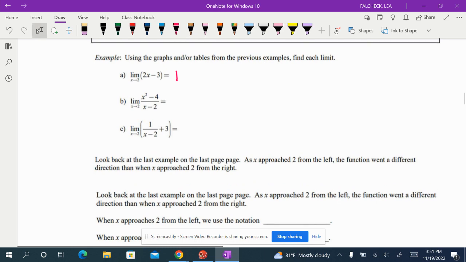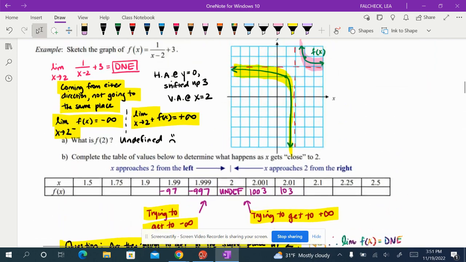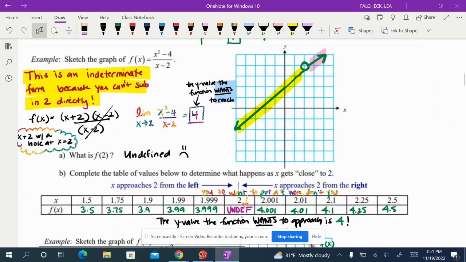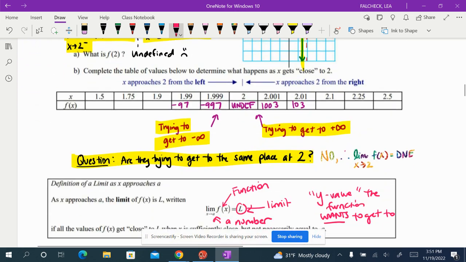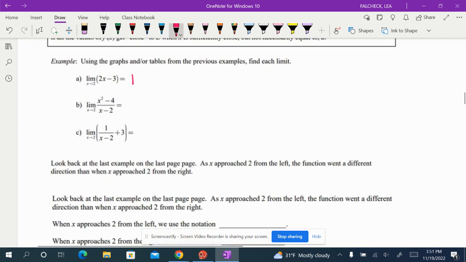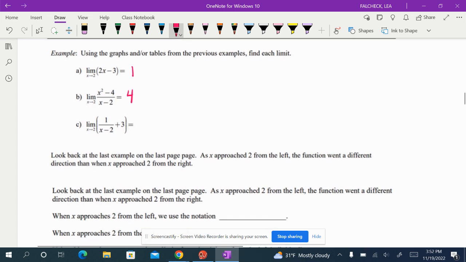In part B, we're looking at the limit as x approaches 2 of x squared minus 4 over x minus 2. That was the second graph that we did. As x approaches 2, we go to 2 on the x-axis and head up to the graph. The y value that the graph is trying to get to is 4. Does it get there? It does. It gets there on the left-hand side. It gets there on the right-hand side. It's not defined at 2, but the limit certainly exists. The function is trying to get to 4 as we come in on both sides of 2.